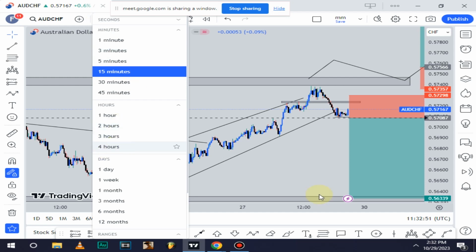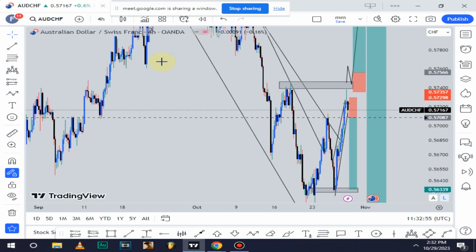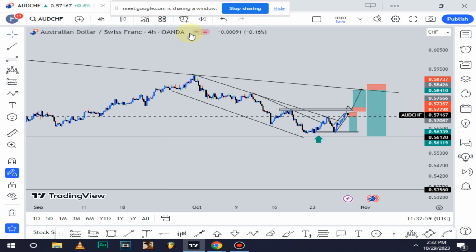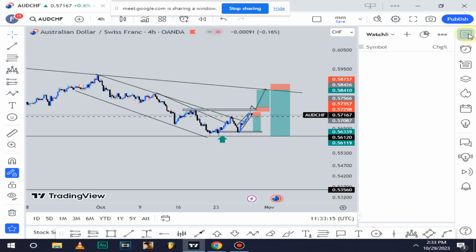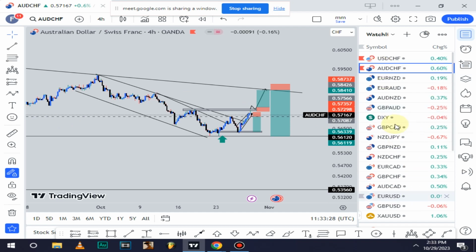No question. All right, so which pair should we look at? Let me just add this. GBP/CAD. Yes. All right. I'll just add this to my watch list. GBP/CAD. Here we are.